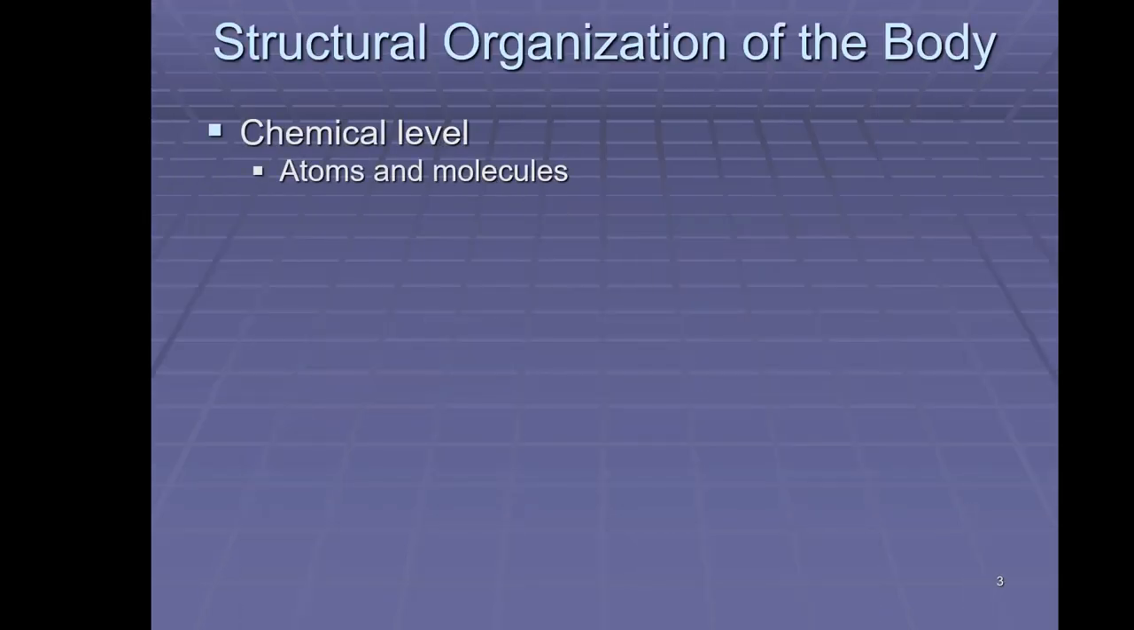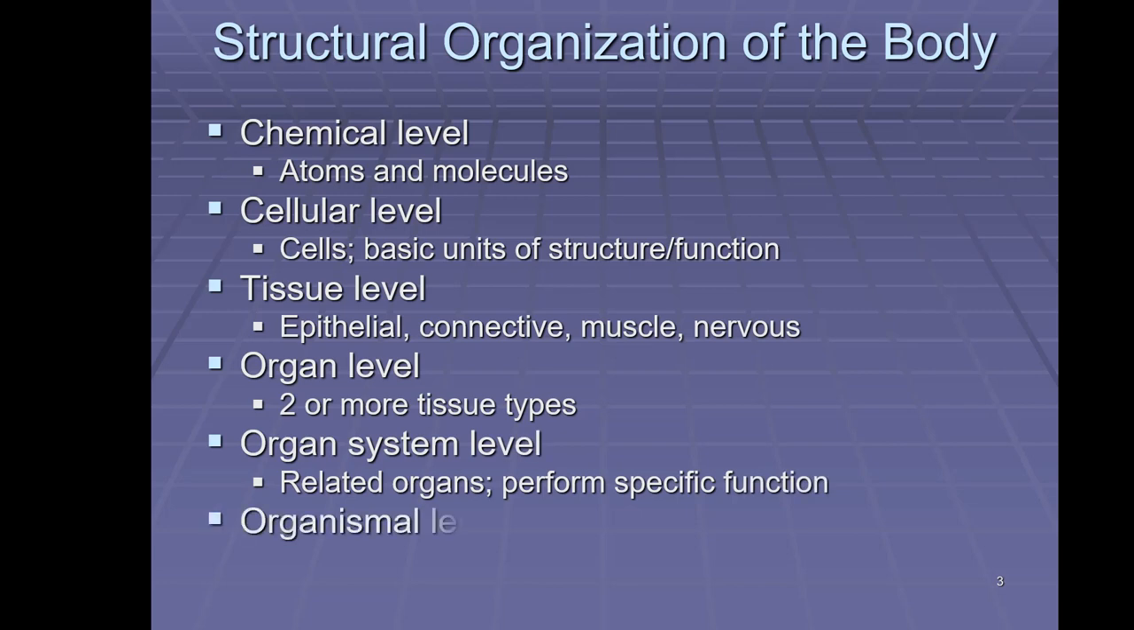So the human body is very organized, and it's broken down into these levels of organization. Starting at the smallest level, we have the chemical level. That would be like atoms and molecules that get together. Those atoms and molecules get together to form cells, and we call that the cellular level. So cells are the basic units of structure and function. The next lecture after this one will be on cytology, which is the study of cells.